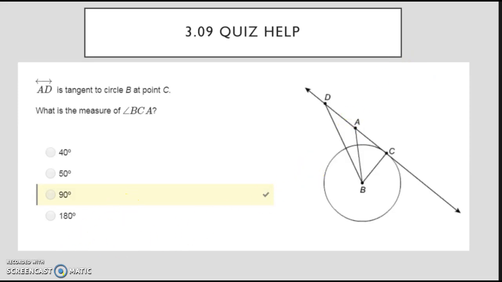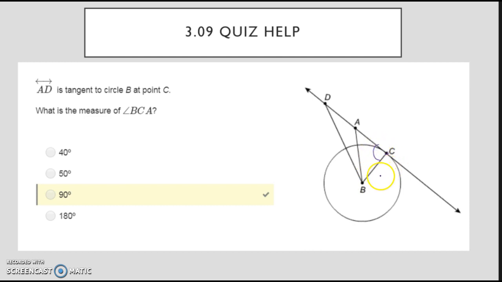All right, so this is a question from 3.09, which is representing, it says AD is tangent to circle B at point C. So this is the point of tangency right here with C. AD is a tangent line, so this line that you see is a tangent line. What is the measure of angle BCA? So right here.